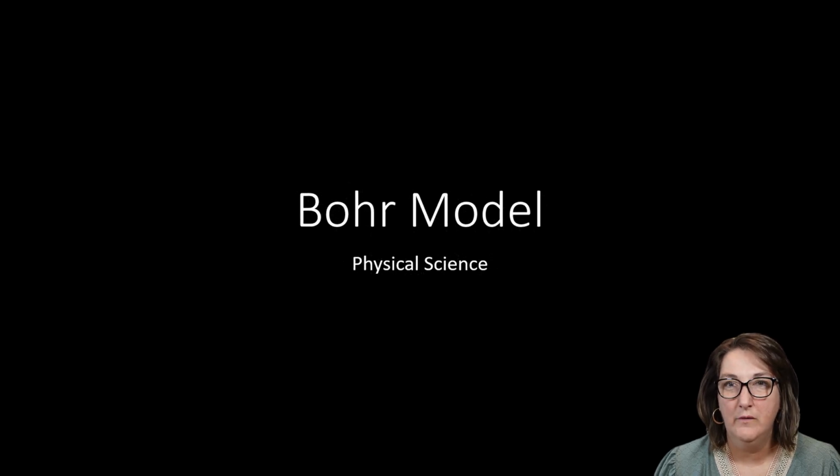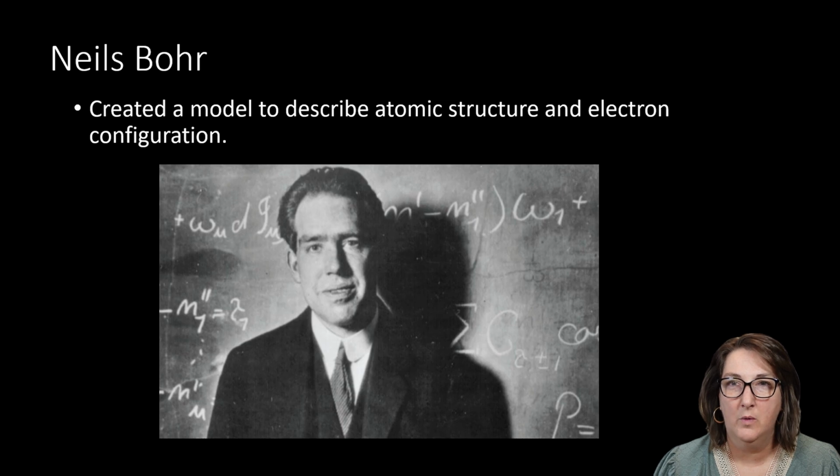Patterson here. Today we're going to go over Bohr models for physical science. Niels Bohr is the one that created a model to describe atomic structure and electron configuration. He was able to determine that electrons like to be at certain levels, and so he was able to do a very simple diagram of that.